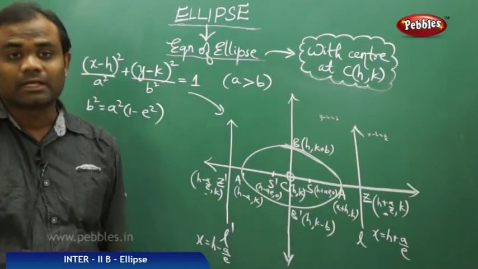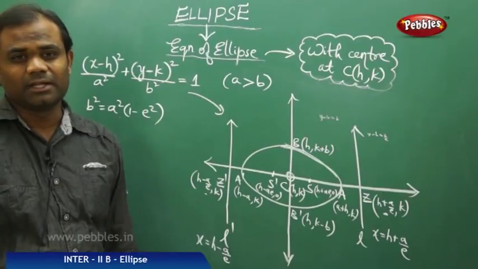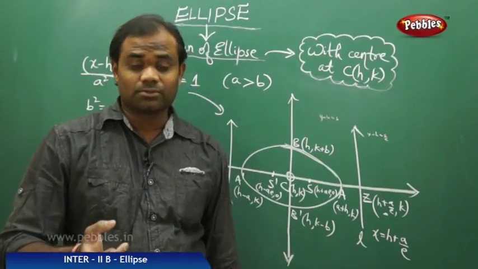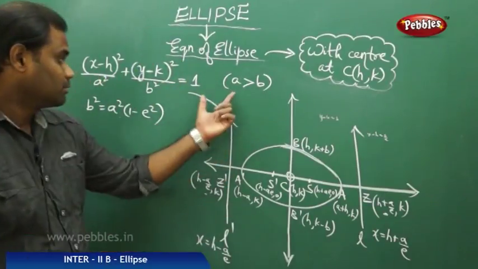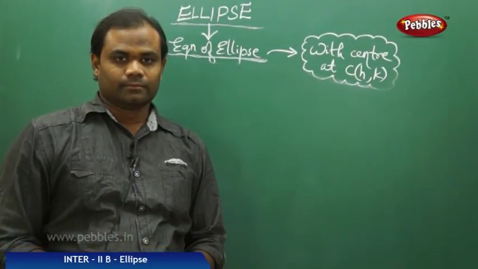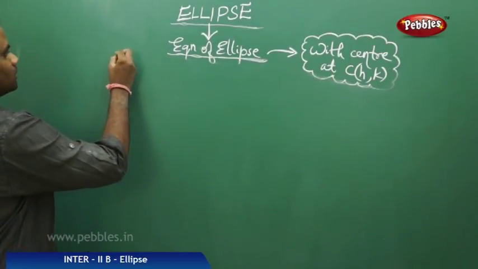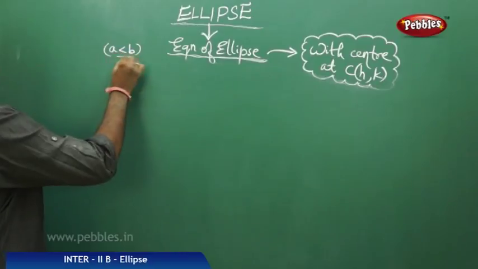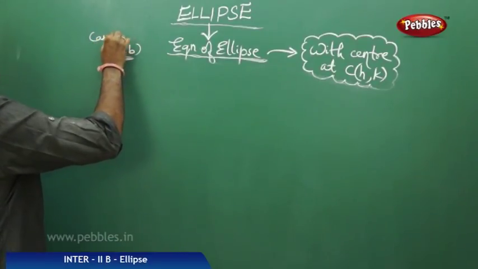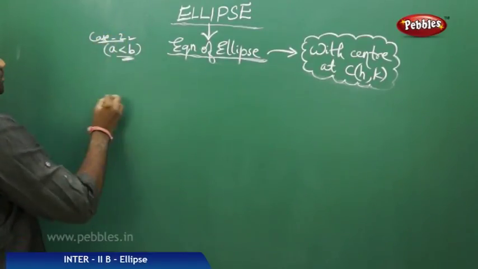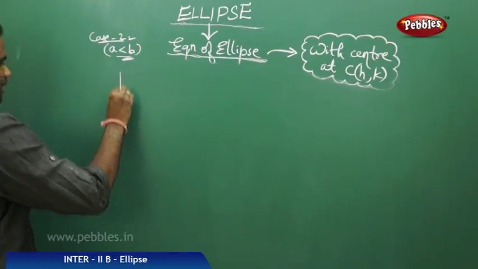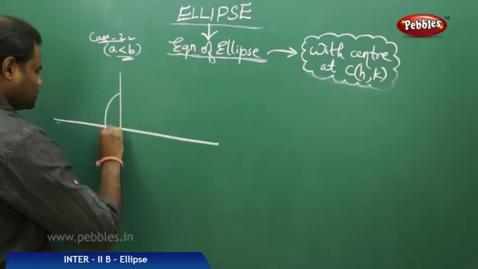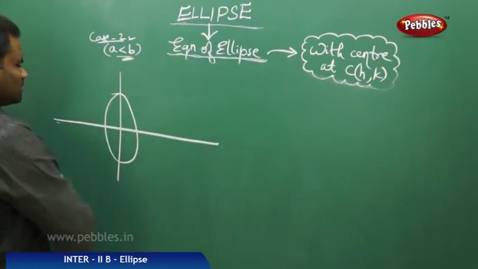This is how we get the transformed equation of the ellipse for the standard form x squared by a squared plus y squared by b squared equal to 1 with a greater than b. Now let's take the case of a less than b. So in this case of a less than b, I have my ellipse which goes like this.